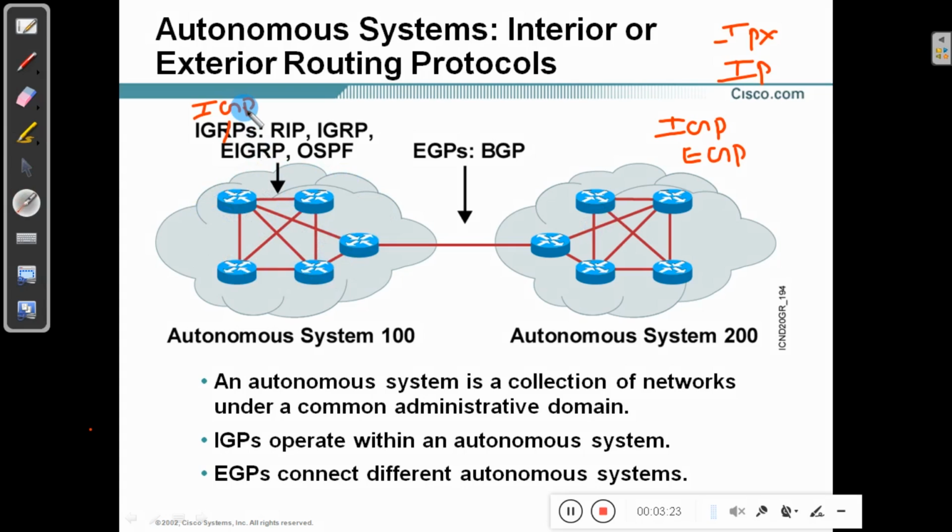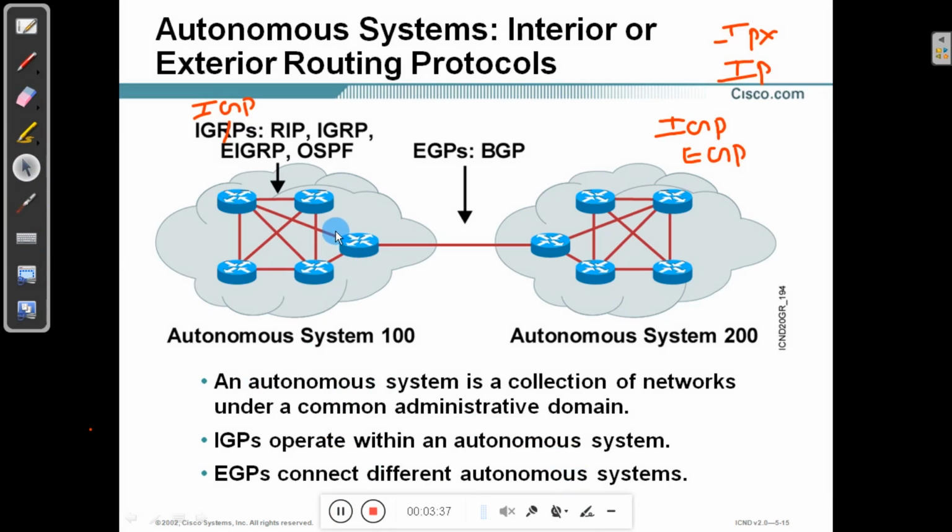What is the example for IGP? Now, what are the protocols that come under IGP? The main protocols under IGP are RIP, Routing Information Protocol, IGRP, Interior Gateway Routing Protocol, EIGRP, Enhanced Interior Gateway Routing Protocol, and Open Shortest Path First Protocol. In that, IGRP is a Cisco proprietary protocol. We know what Cisco proprietary is: these protocols work on Cisco routers.